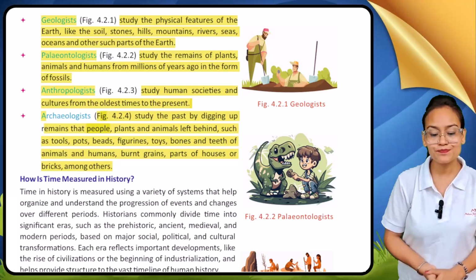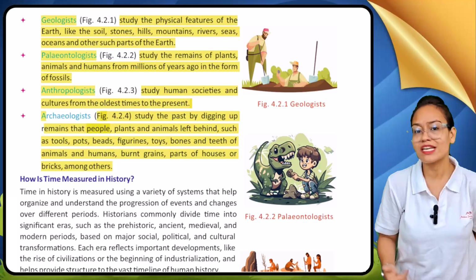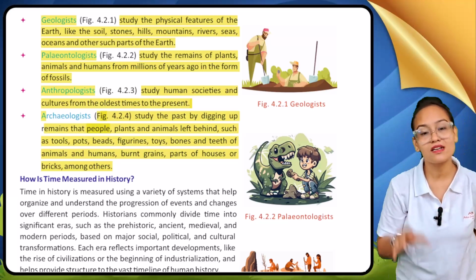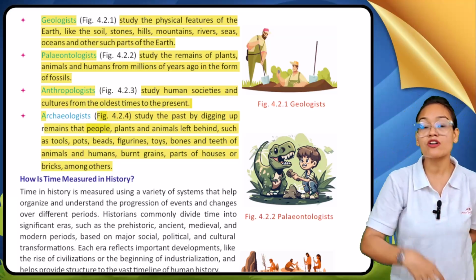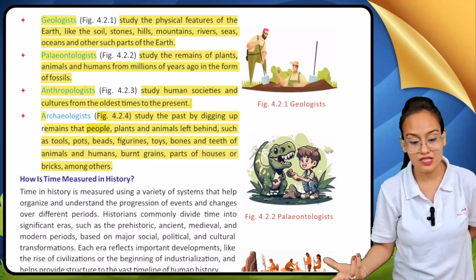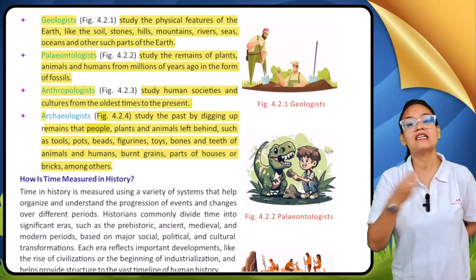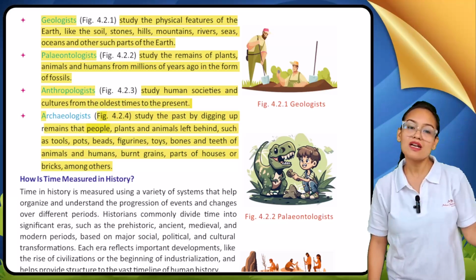So here you can see there are four categories of people who study our planet Earth. Geologists are a group of people who only study physical features. Paleontologists study the remnants of fossils. Anthropologists study human society and culture. And archaeologists are those people who dig up our past.